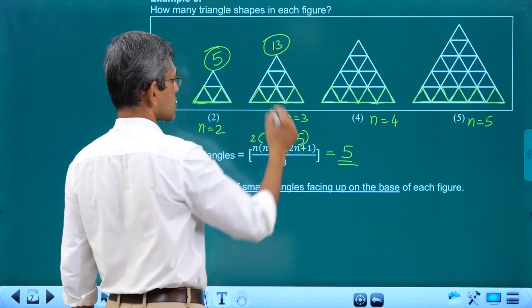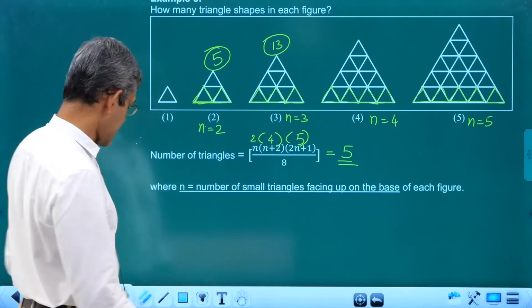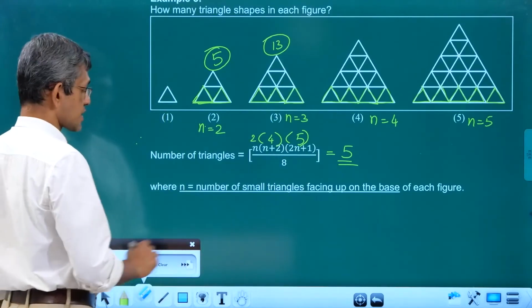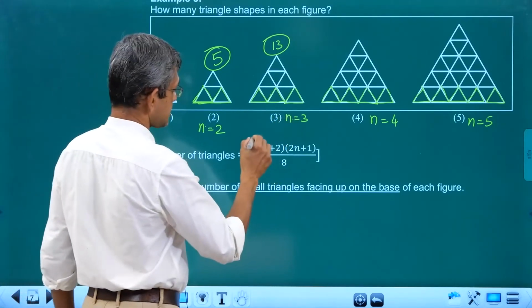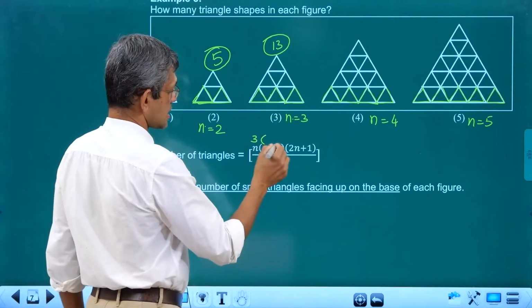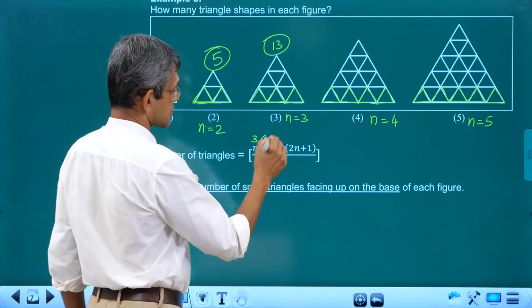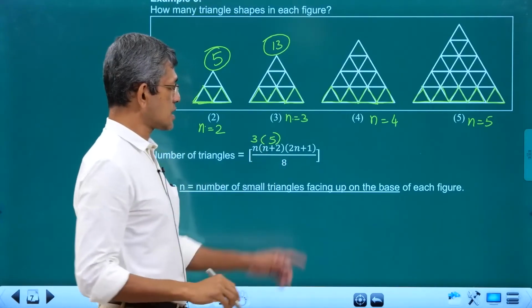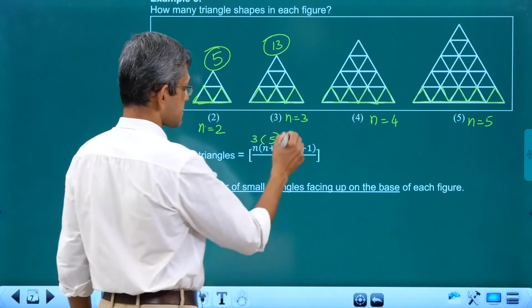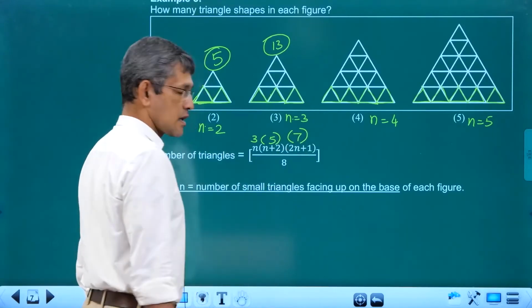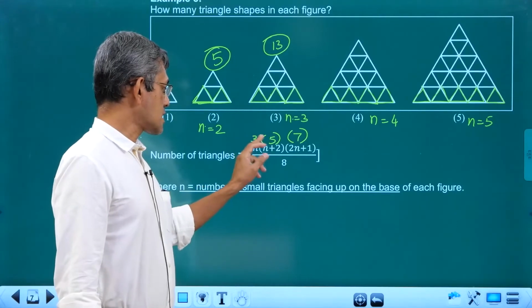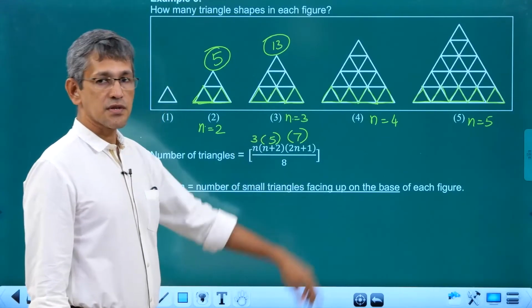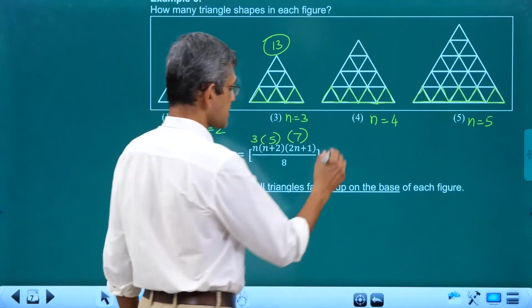So let's check out the second one. If you apply the formula, do we get the exact same answer? Let's try this. Okay, so n is equal to 3. And n plus 2 is 5. So 3 into 5. And 2n is what? 6. 6 plus 1 is 7. So ultimately, when you multiply it, 3 into 5, 15, 15 into 7 is 105.